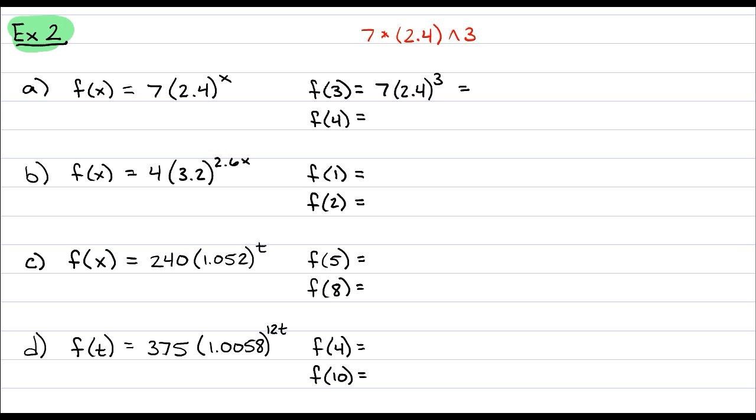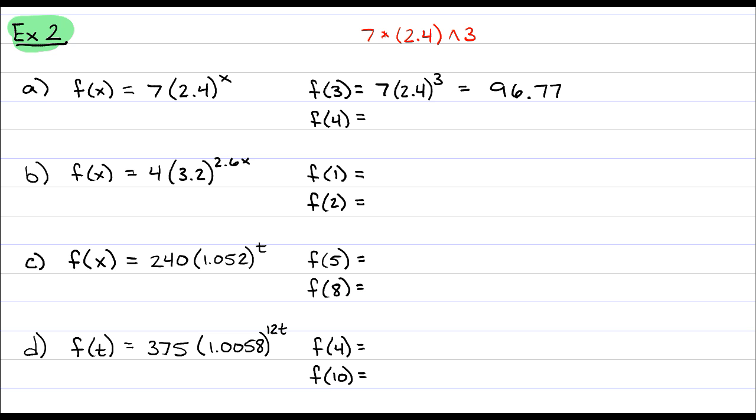So one thing to keep in mind is that the 2.4 is the only thing that's getting raised to the third power here, not the 7, just the 2.4. Or if you want, you can calculate the 2.4 raised to the third power first and then multiply the result by 7. That's going to give you the same answer. In either case, though, the answer is 96.77. We were asked to round to 2 decimal places in this problem.